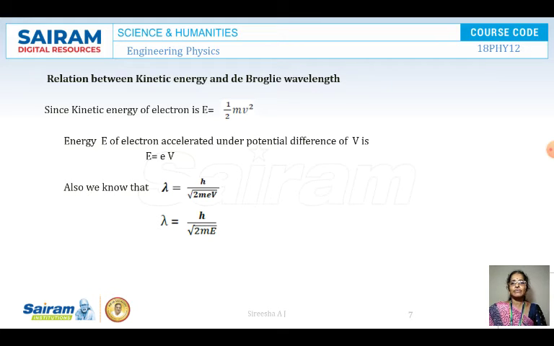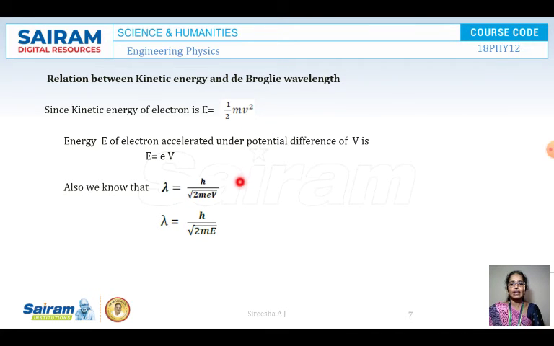Now what is the relation between kinetic energy and the de Broglie wavelength? The kinetic energy of an electron is half mv square, and the energy of an electron accelerated under a potential difference of V is E is equal to eV. Also we know lambda is equal to h by p, which is h by root of 2m eV. Since eV is equal to the capital E, lambda is equal to h by root of 2mE. So this is the relation between the kinetic energy and the de Broglie wavelength.